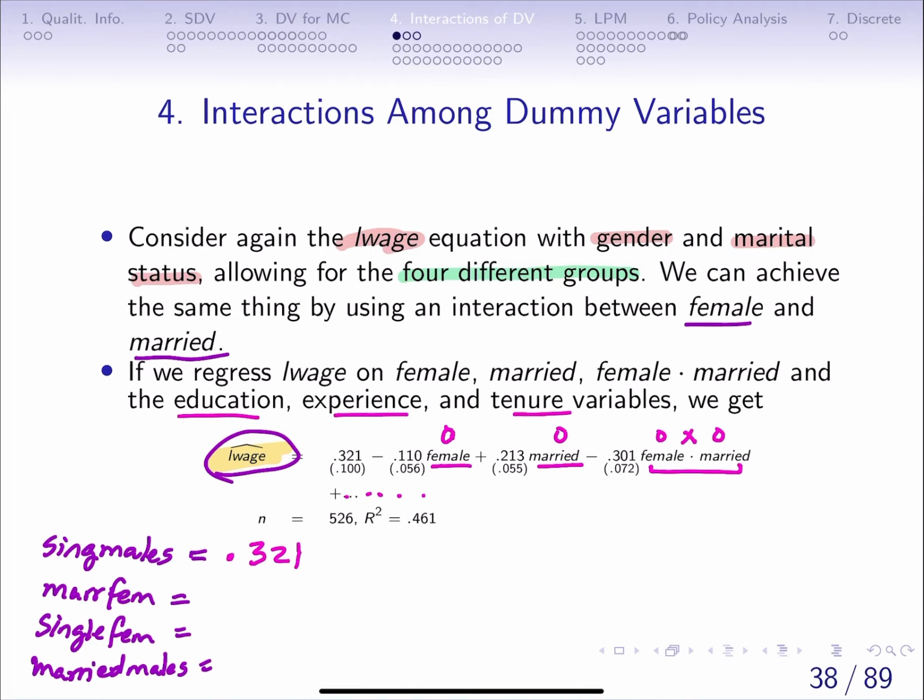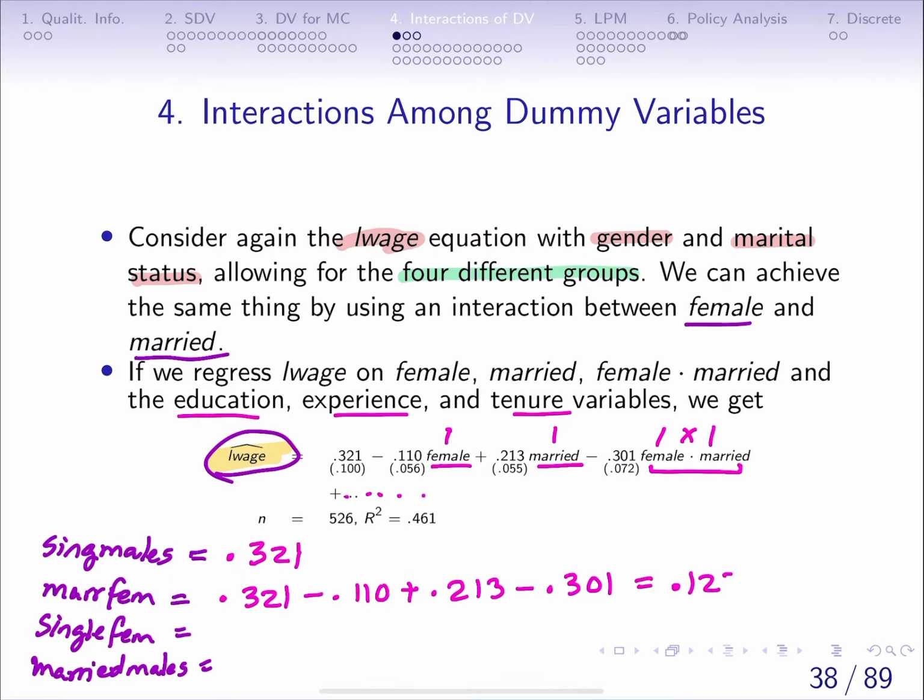For the next group, which is married female, let's plug in the correct zeros and ones here. So this person is female, so this will be 1, is married, so this is going to be 1, and this is 1 times 1. So we basically get 0.321 minus 0.110 plus 0.213 minus 0.301. And this is going to be equal to 0.123.